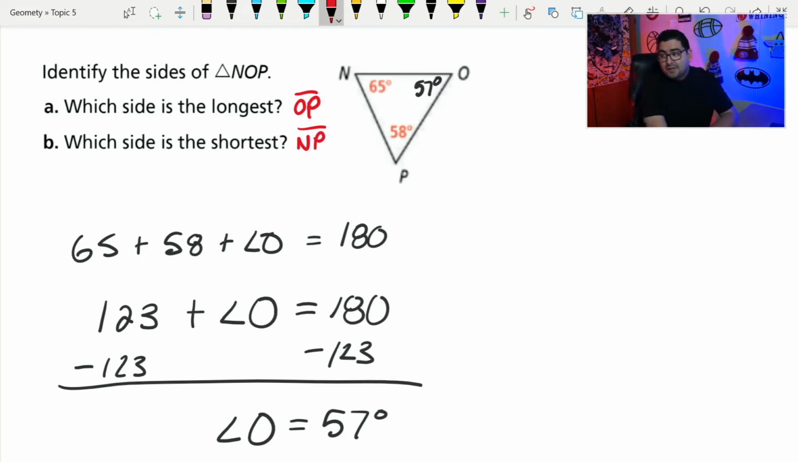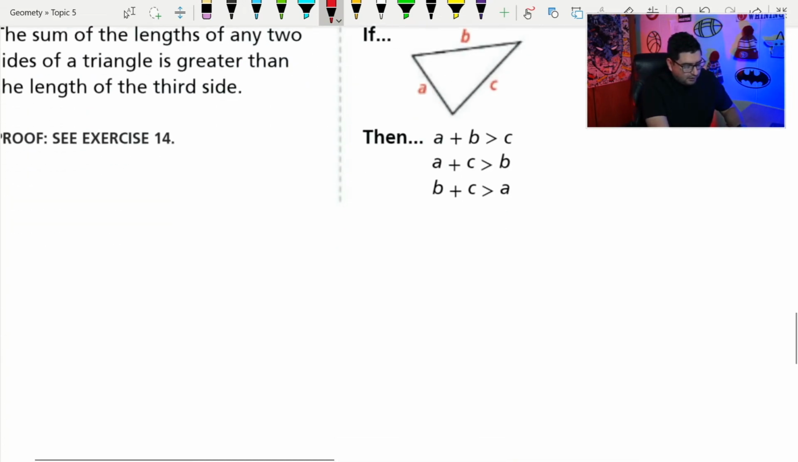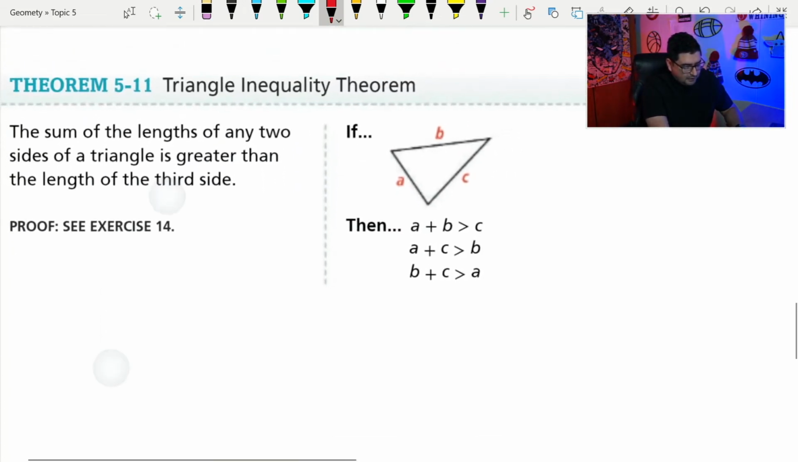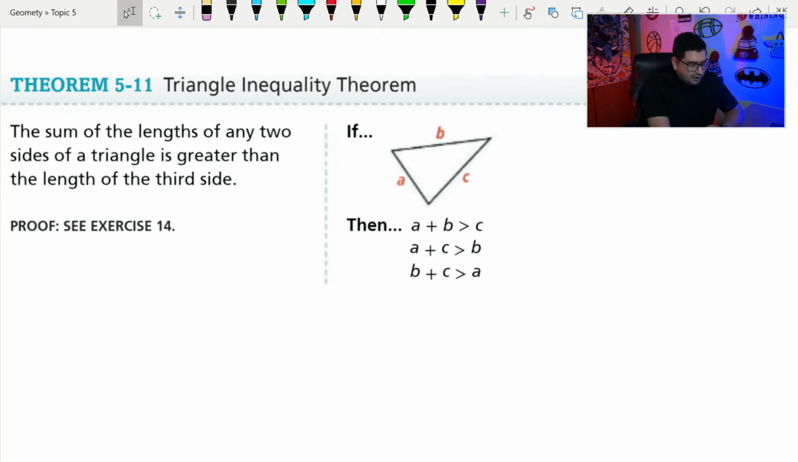So this is a little bit about how we use angles to determine side lengths, or the opposite, how you could use side lengths to determine angle sizes. Alright? Now let's move forward and talk about the triangle inequality theorem. The triangle inequality theorem talks about how side lengths are related to each other.